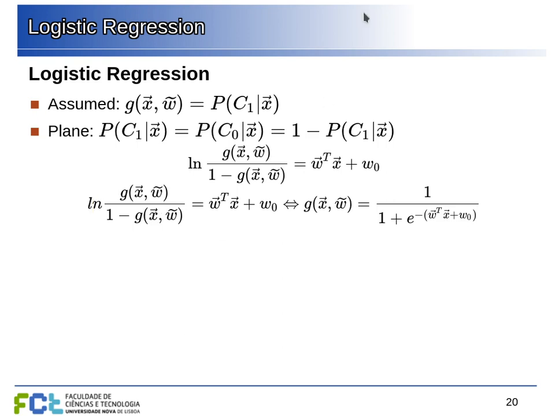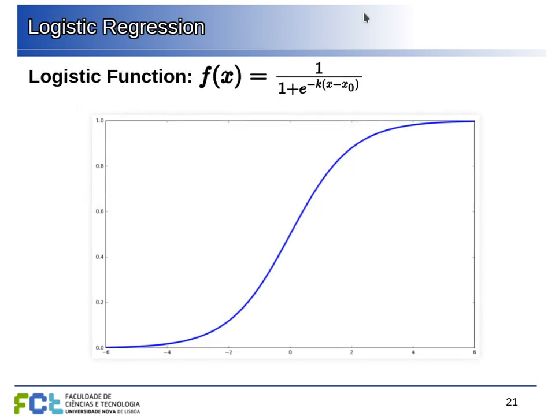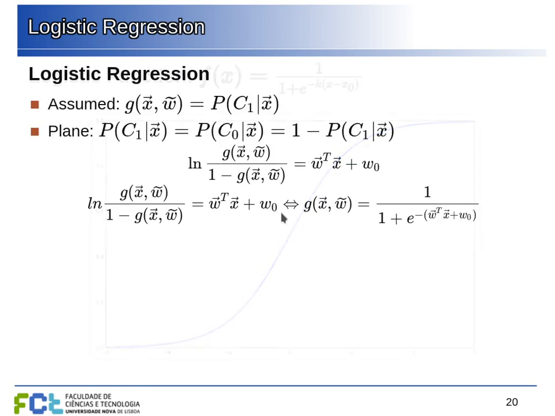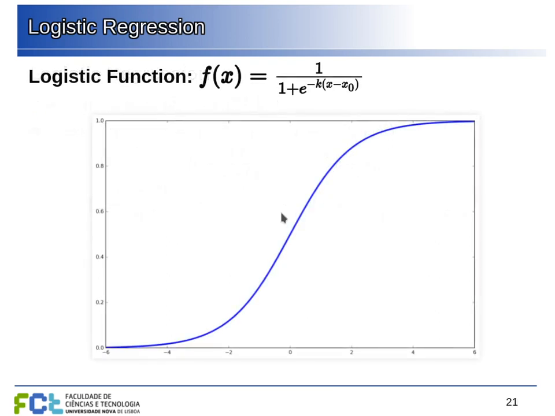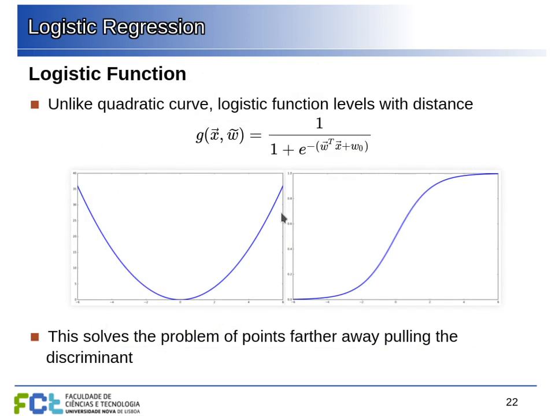So what we have in this case is a function of this shape. This is the logistic function. It varies from 0 to 1, exactly as we wanted for the probabilities, and it retains the discriminant where the probability of belonging to one class is the same as the probability of belonging to the other.